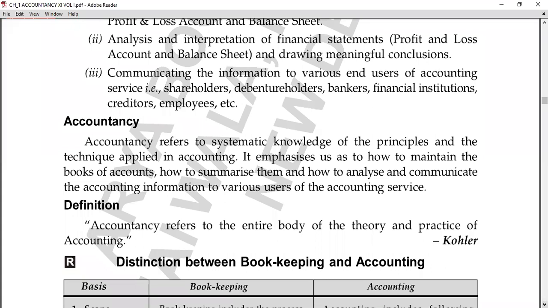So in short, in a nutshell we can say accountancy is the theoretical part of accounting.